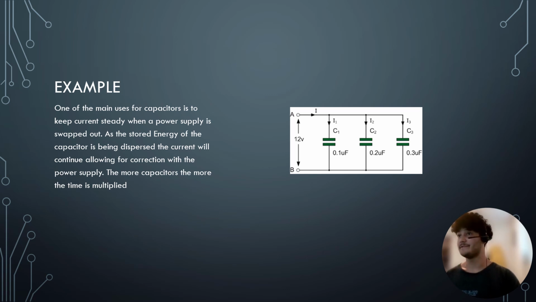An example of one of the main uses for capacitors is to keep a current steady when a power supply is swapped out. As the energy stored in the capacitor is being dispersed, the current will continue, allowing for the correction of the power supply. The more capacitors, the more the time is multiplied. This is also the case if you were to have a larger capacitor, equivalent to a larger voltage source. So if you were to take a battery that was supplying power to this circuit, and then remove the battery, all these capacitors would have been charged to 12 volts, and they would keep the circuit going, allowing time for this battery to be swapped back in, and preventing any fluctuation in the circuit and any stoppage of flow.